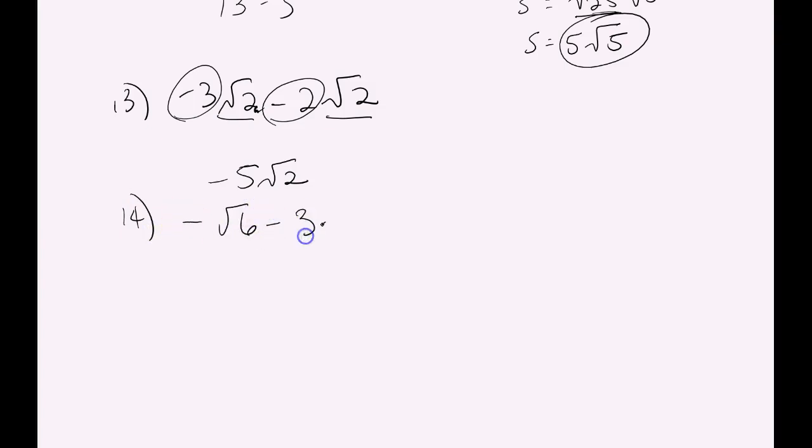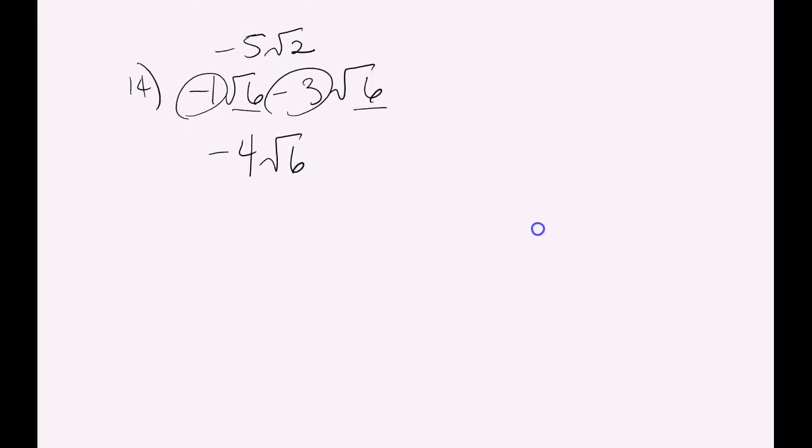-√6 minus 3√6. Okay, so same thing. There's an invisible 1 in front of this. If there's nothing, it's not a 0, it's a 1. And these already match. Yay! So I'm going to do -1 minus 3 is -4. And then I'm going to recopy my √6. So that'll be my final answer there.